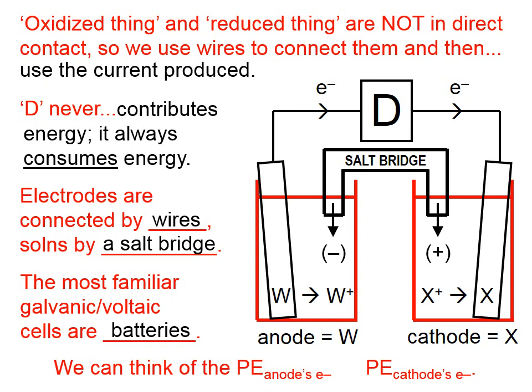In a galvanic cell, we can think of the potential energy of the anode's electrons as being higher than the potential energy of the cathode's electrons. In other words, electrons are flowing from the anode towards the cathode, so we can think of the electrons as having more potential energy on the anode side.